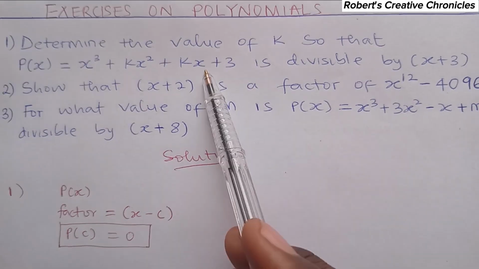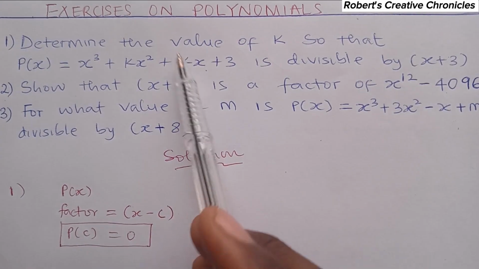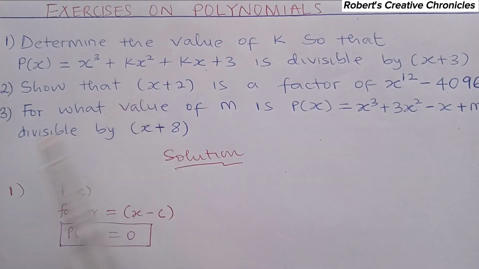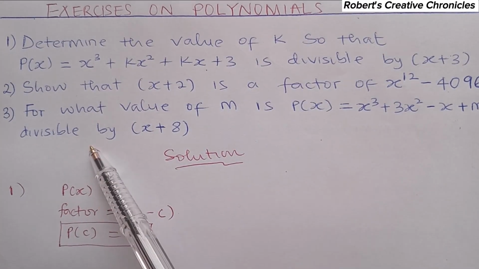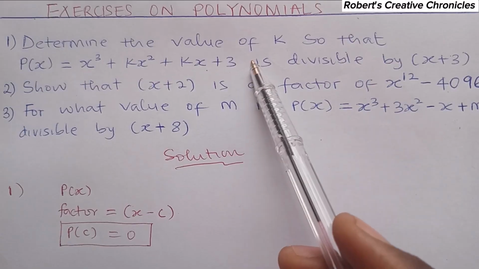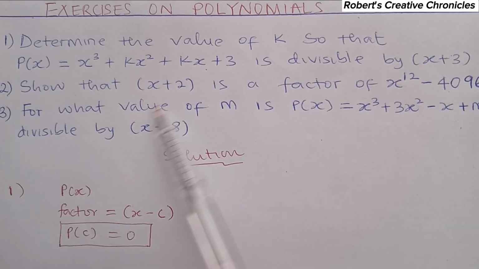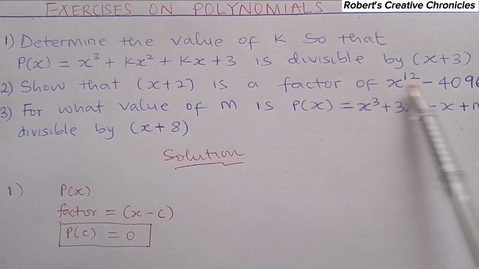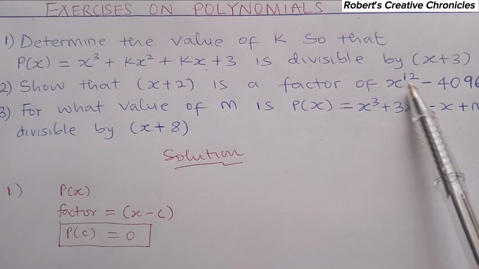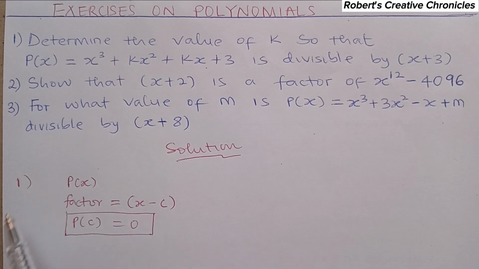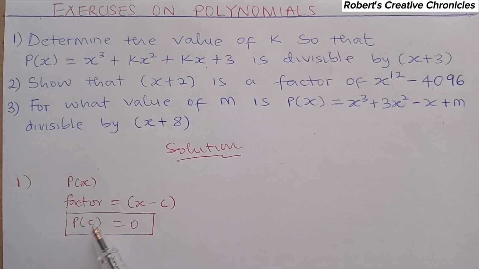So if this is divisible by this, which means that this is a factor of this, if you equate this one to 0 and substitute it here, it should give us 0. It must give us 0. Not even should, it must give us 0. So in this second example also, the same thing. They say this is a factor of this. So this one, if you substitute it here, should give us 0. So this is the polynomial factor theorem. When this is substituted into this, if this is a factor, the substitution must give us 0.